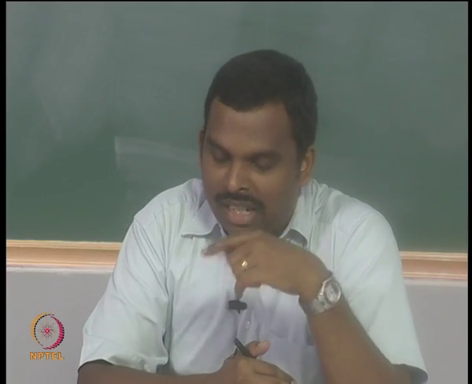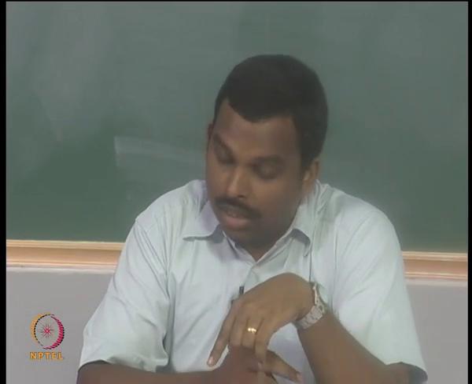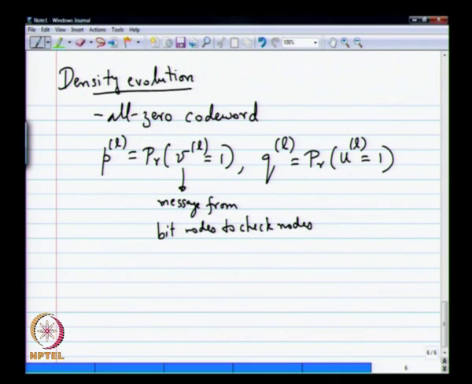So the first trick you have to use here, for the message from bit nodes to check nodes, is that you have to average over all possible graphs. This trick is very important. You can't analyze a single graph anymore. You are given one regular code realization, and we were able to do density evolution for that.